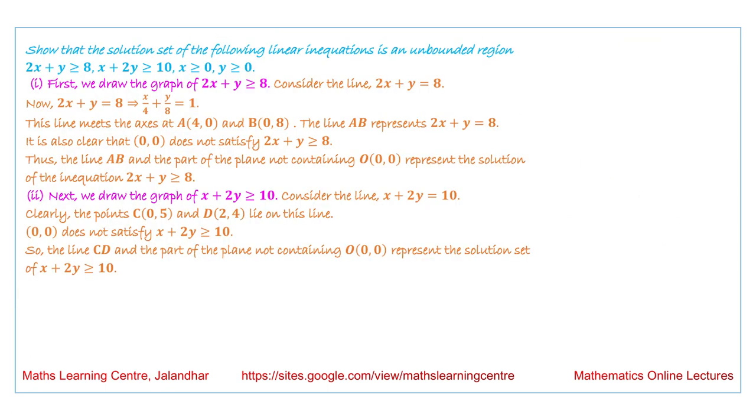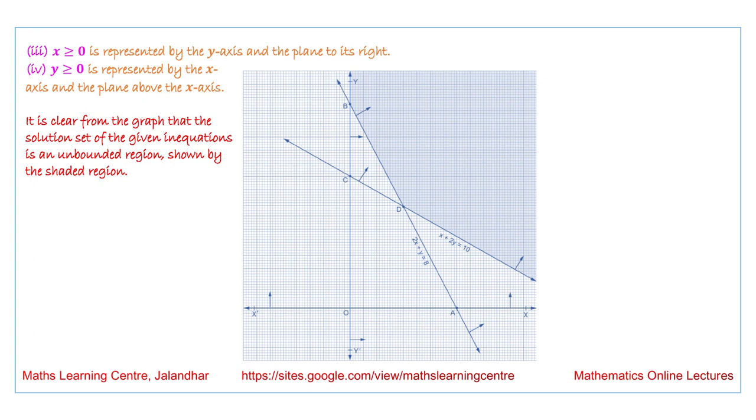Next, this system is given and we have to prove that its solution is an unbounded region. The inequations are 2x plus y is greater than or equal to 8, x plus 2y is greater than or equal to 10, x is greater than or equal to 0 and y is greater than or equal to 0. If we plot the lines corresponding to the equalities, we obtain the graphs in this form. For the first, 2x plus y is greater than or equal to 8, when x is equal to 0 we have y equal to 8, and when y is equal to 0 we have x equal to 4.